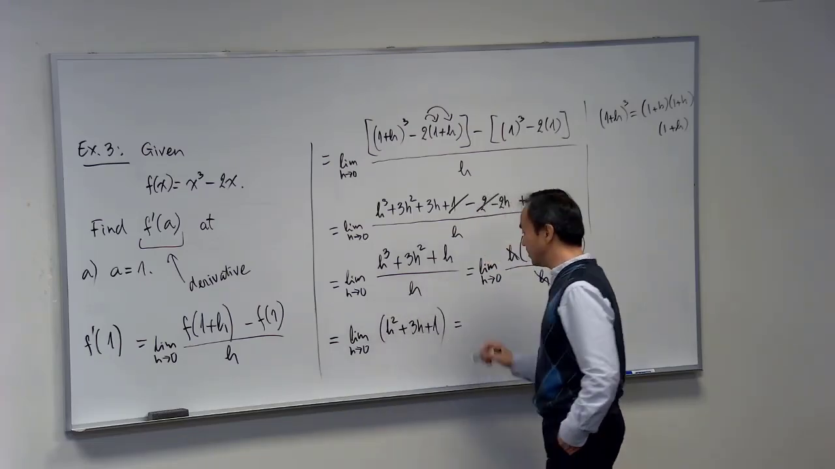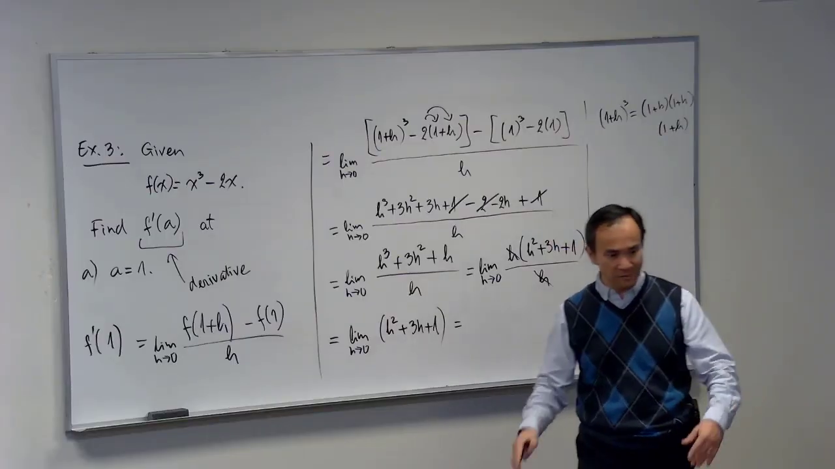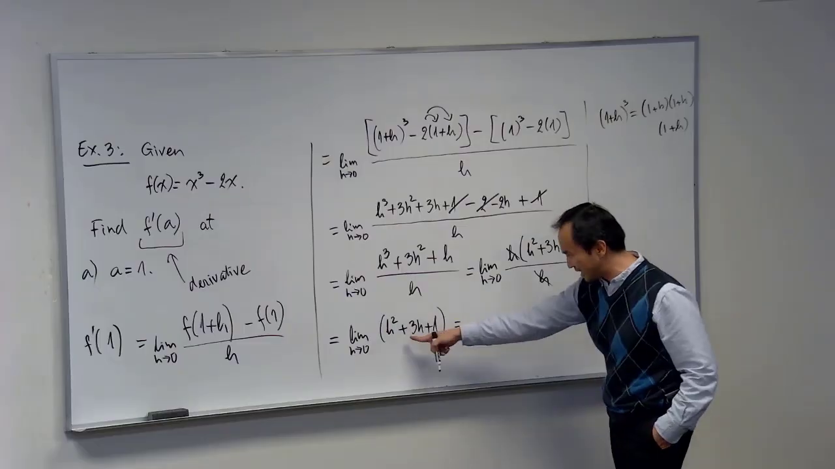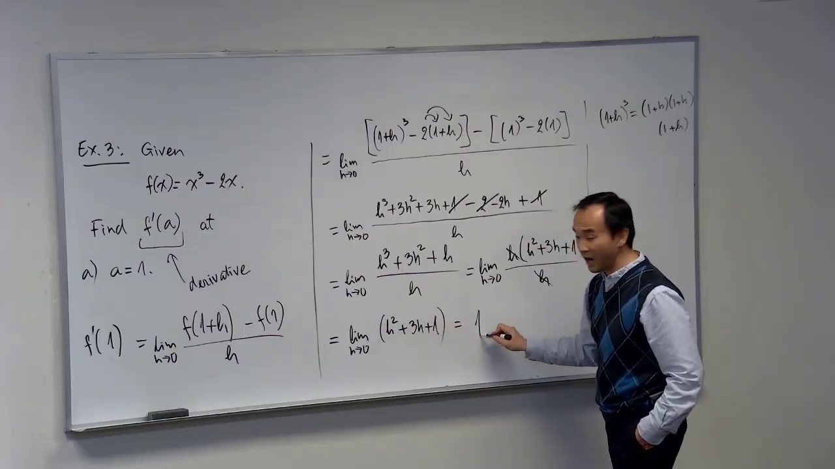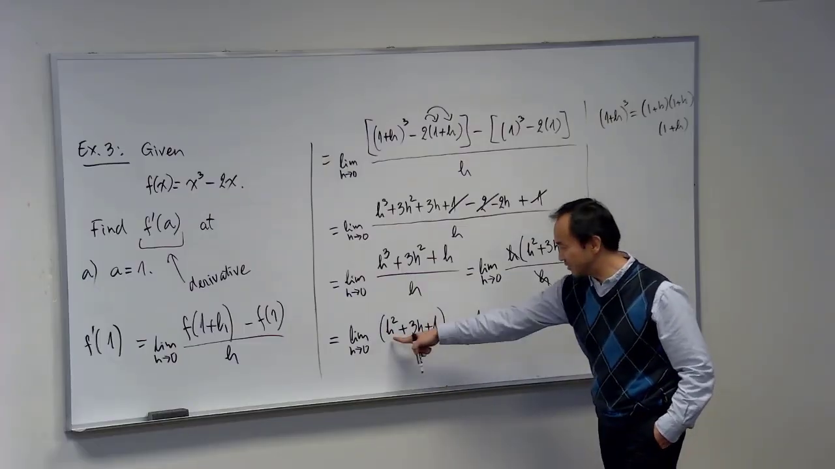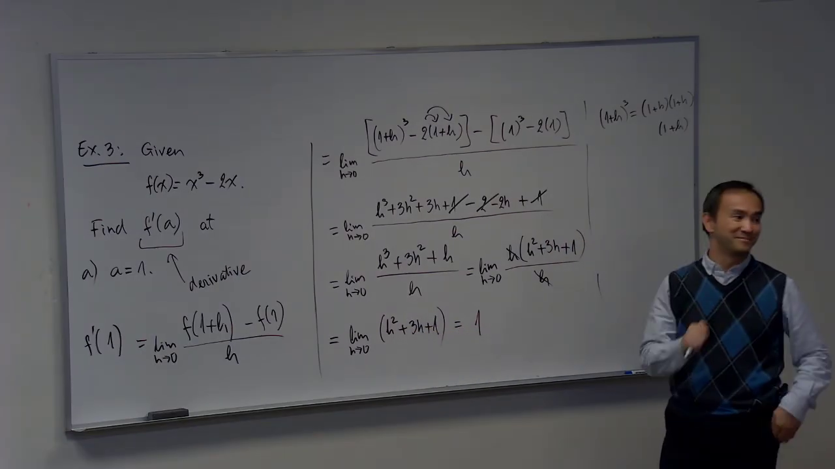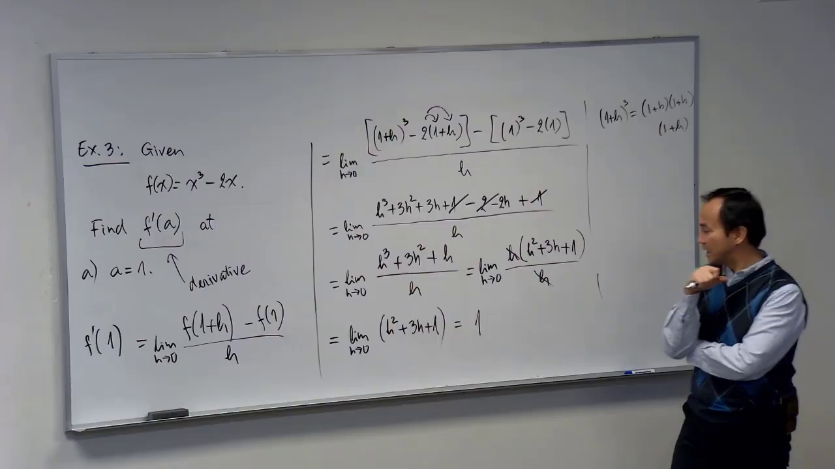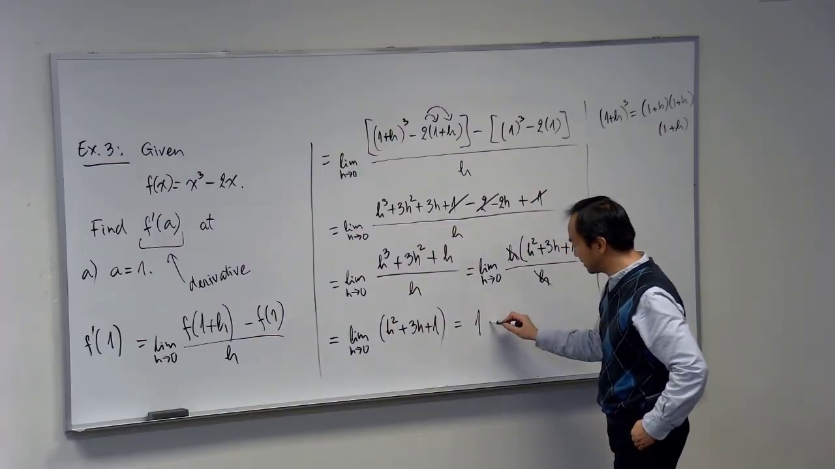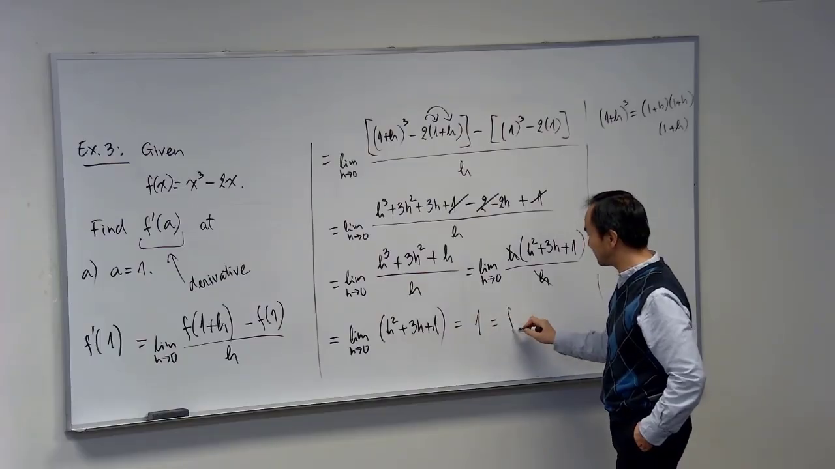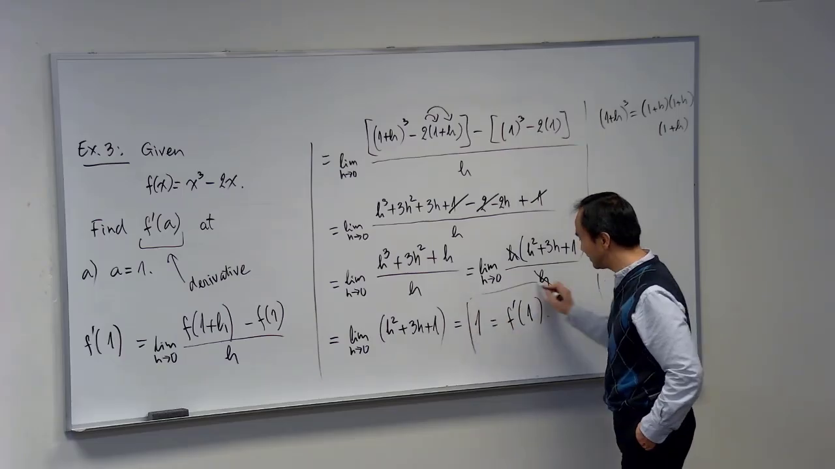So now the limit work is just one small part of a bigger problem, so I'm not going to be too bothered about how you find that limit. It should come out being just 1, with 0 squared plus 3 times 0 plus 1. So what is the meaning of this? This is f prime of 1. We found it.